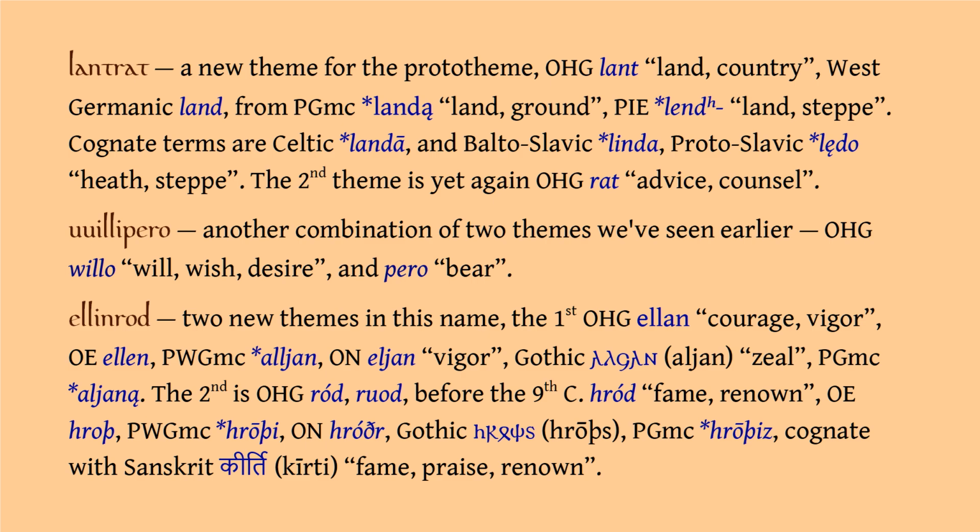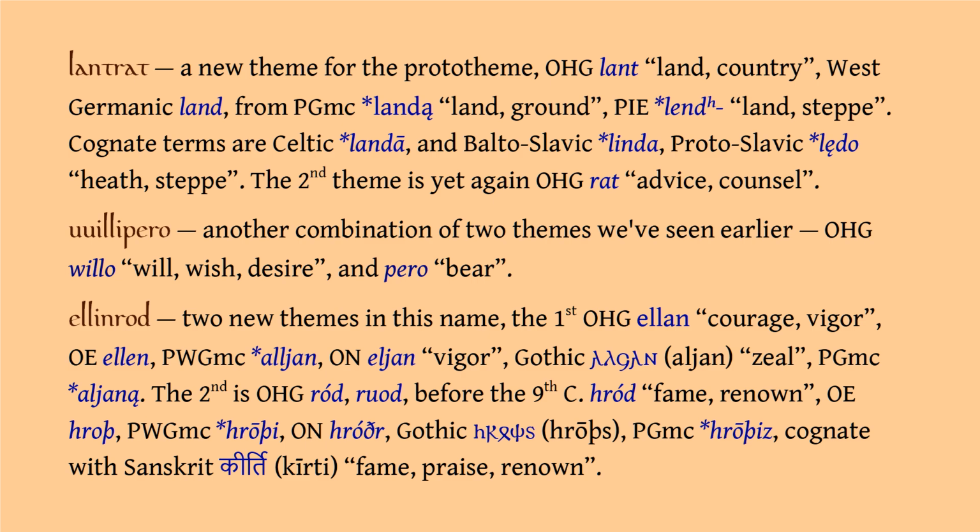Landrat, a new theme for the proto-theme, Old High German Land, land, country, West Germanic Land, from Proto-Germanic Landa, land, ground, Proto-Indo-European land, land, steppe. Cognate terms are Celtic Landa and Balto-Slavic Linda. Proto-Slavic Lerdo, heath, steppe. The second theme is yet again Old High German Rat, advice, counsel.